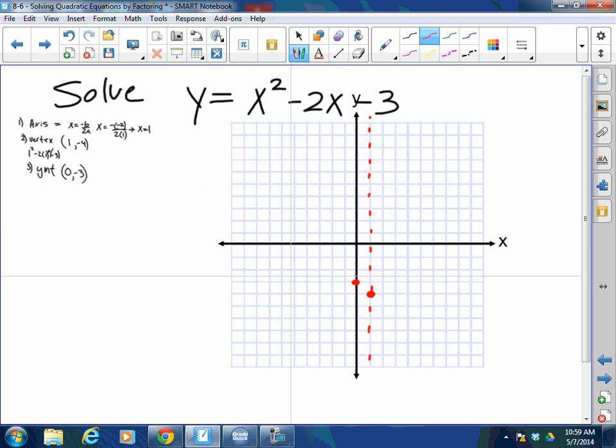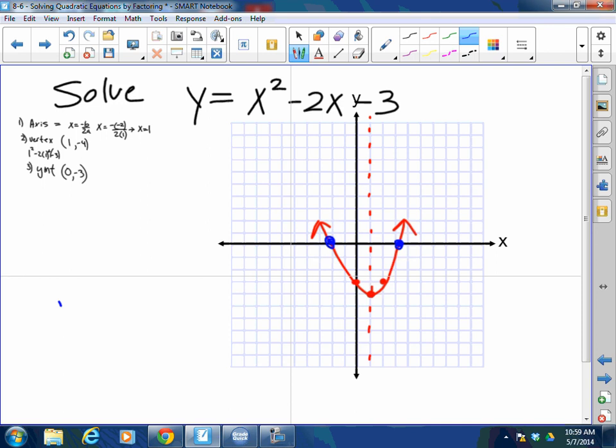That's 1 to the left, you go 1 to the right. Now at this point, you go like that, right? Correct? Now, the solutions to this function are these x-intercepts here, right? Those are the zeros. They're x-intercepts. They're also known as solutions. You guys with me there?